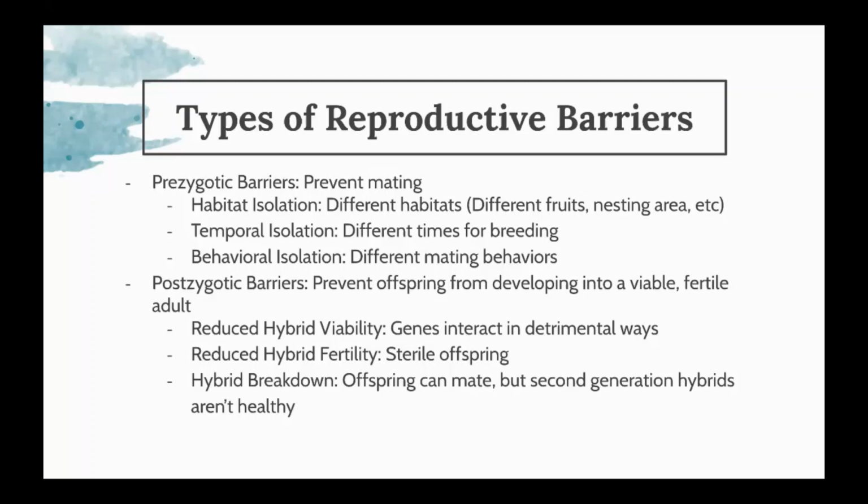And then post-zygotic barriers are barriers that prevent offspring from developing into a viable fertile adult. And these can be, for example, reduced hybrid viability. So the genes are going to interact in ways that cause weird features. You can have reduced hybrid fertility, which means that the offspring do grow up, they are healthy, but they can't have children. And then you can have hybrid breakdown. So your first generation offspring are going to be able to have children, but then your second generation, it just doesn't work out and the offspring are not healthy.